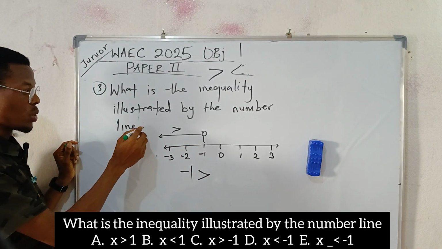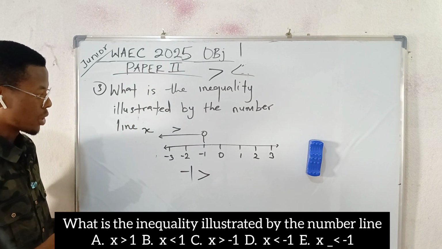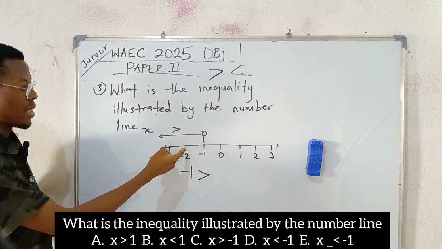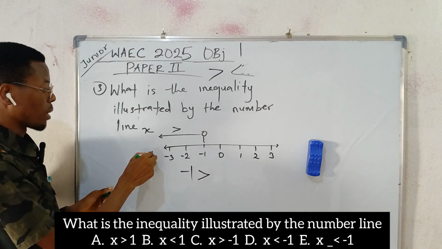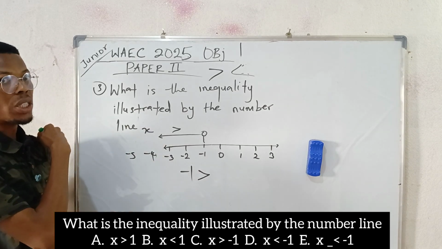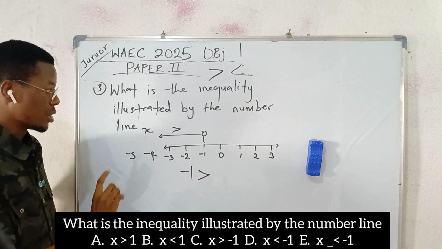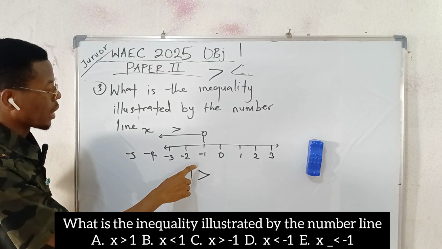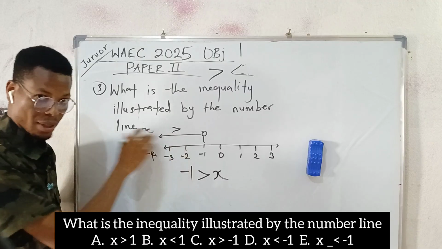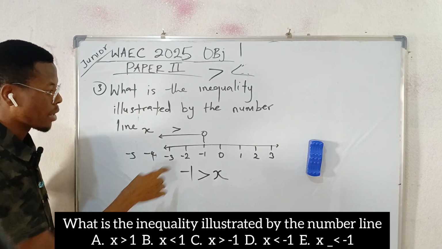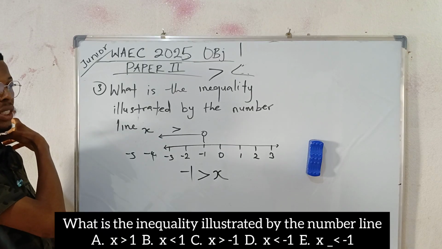So this infinity, we can refer to it as x. Why do we refer to it as x? Because it tells us that it extends towards infinity, meaning we still have -4, -5 continuously. Are you getting it? We use x to represent this infinity. Now, we have -1 greater than x. That means -1 is actually greater than every number that extends towards this direction.